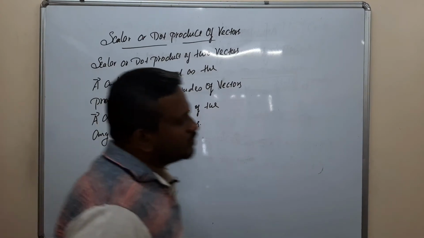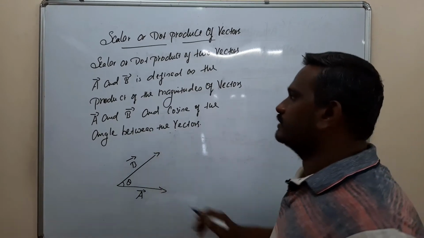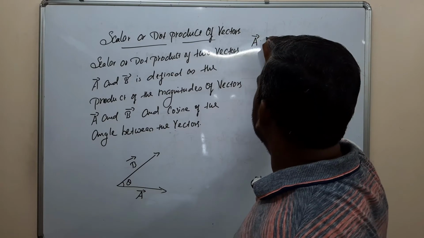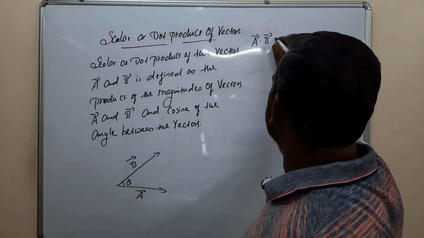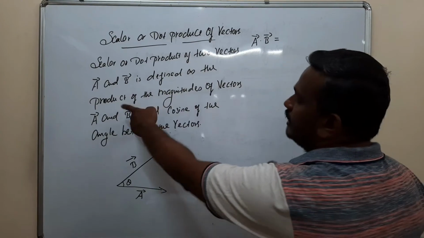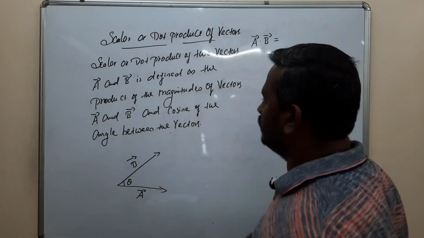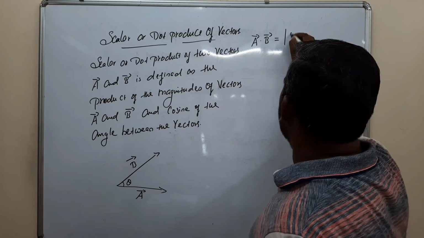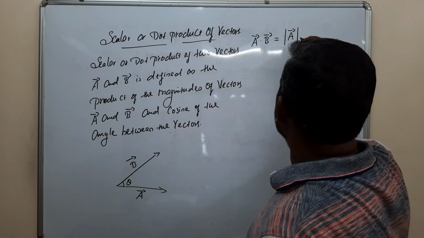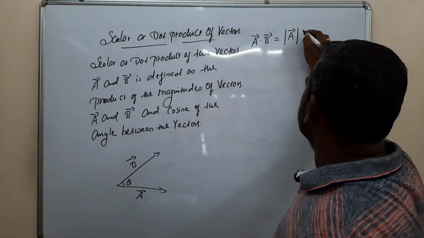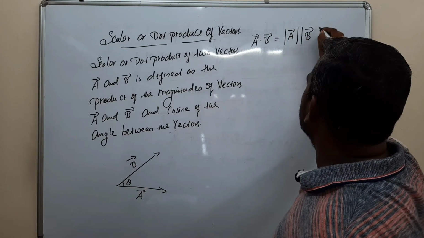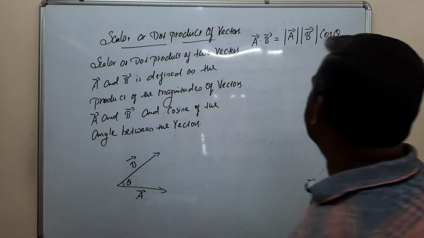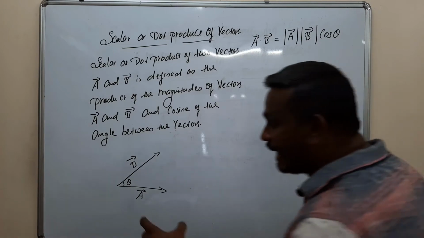According to the scalar product of these vectors, we can write A vector dot B vector is equal to, it is defined as the product of the magnitudes of the vectors A vector and B vector. What is the magnitude of A vector? That is modulus of A vector. What is the magnitude of B vector? That is magnitude of B vector into cos theta, the cosine of the angle between the two vectors.